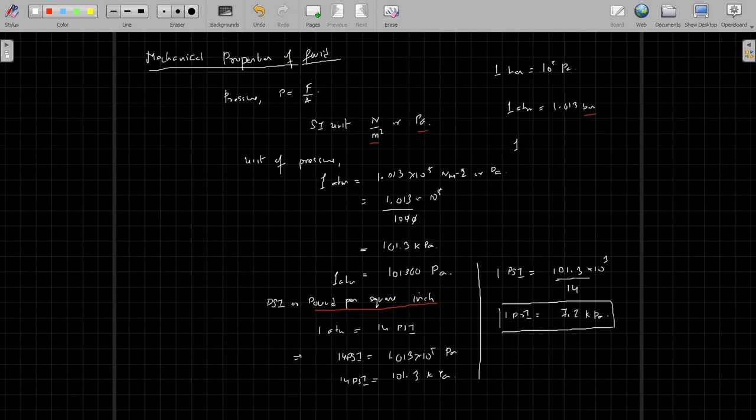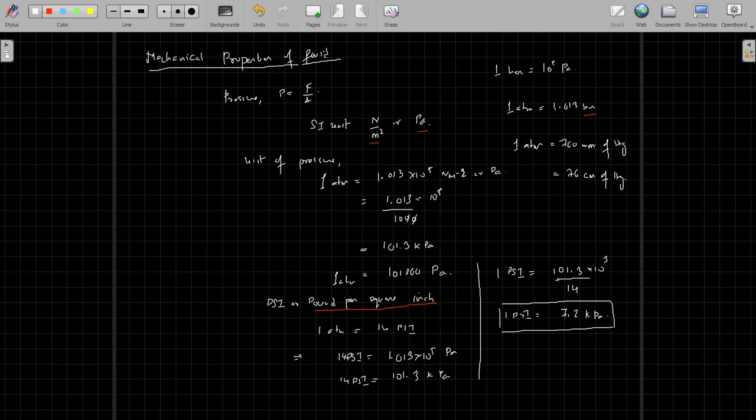So we can also write 1 atm as 760 millimeter of mercury, Hg, or 76 centimeter of mercury. So these are all different units. All these units will be used in this chapter, so it is very, very important.